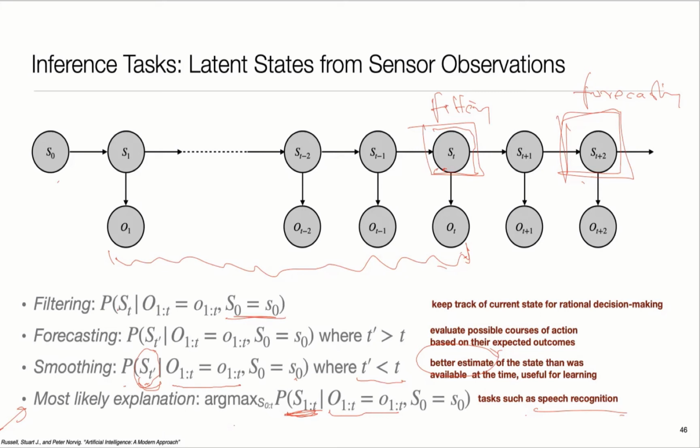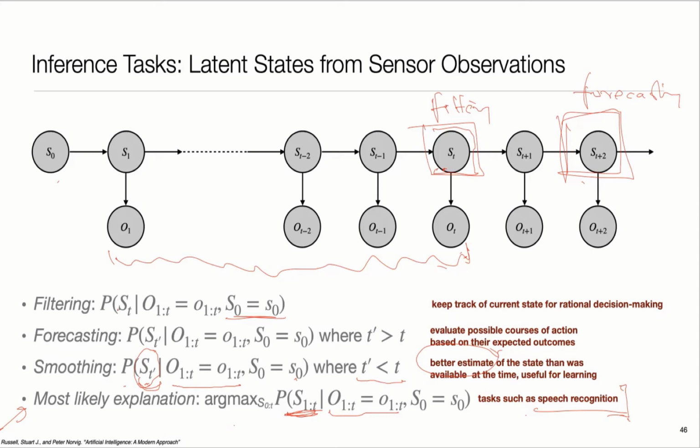So the most likely sequence is not the same as the concatenation of the most likely values for individual states. So this is a separate problem, and you can't simply solve it by doing smoothing multiple times. So again, recapping this one.